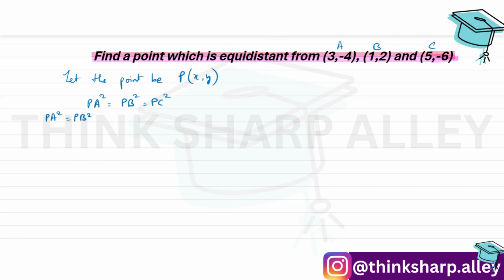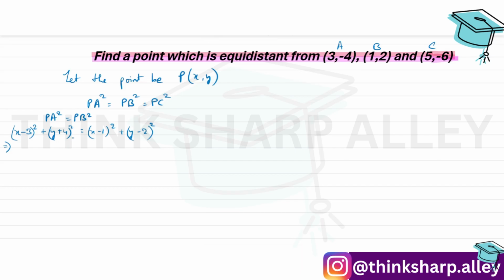Same way we are going to find out the distance. So here I'm not showing it anymore. I've done already in past 3 questions. So x minus 3 whole square plus y plus 4 whole square, which is equal to PB square is going to be x minus 1 whole square plus y minus 2 whole square. You can definitely pause the video, do your own solving, and then match it with mine.